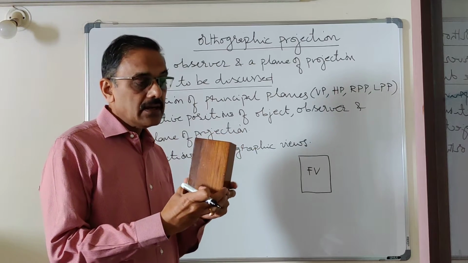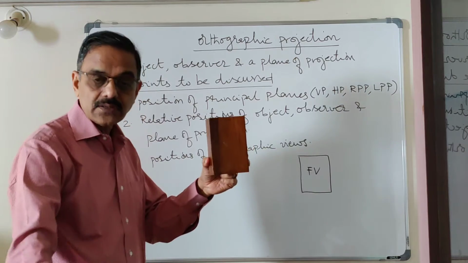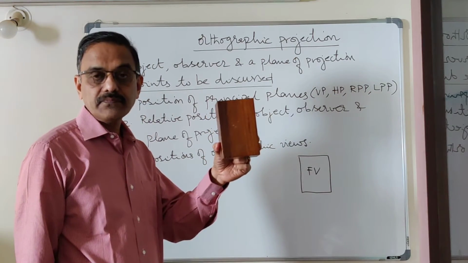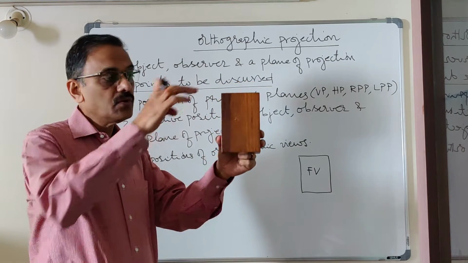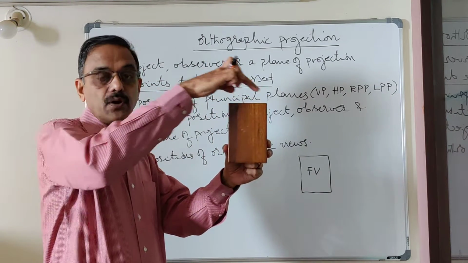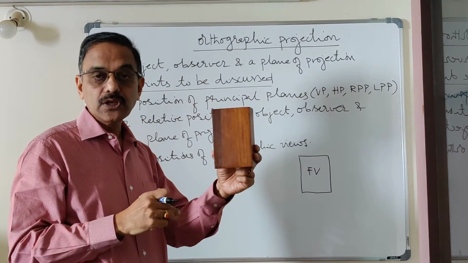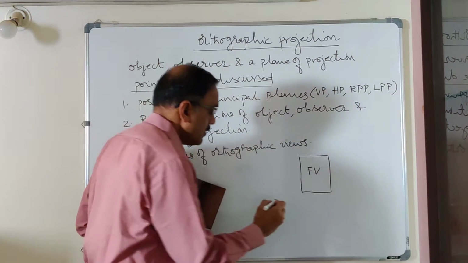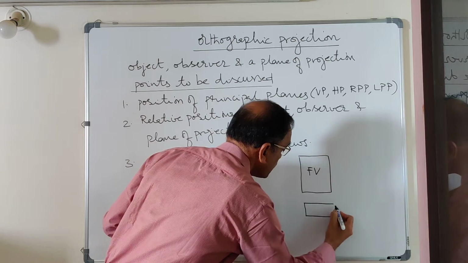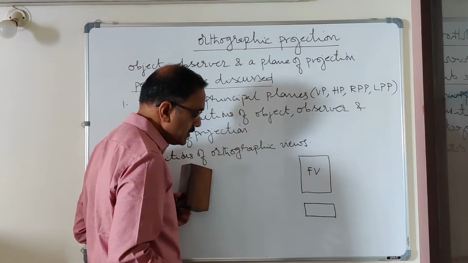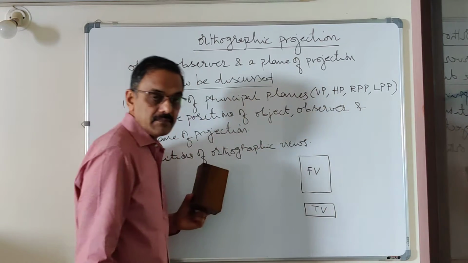Now, let us imagine the observer position is at the top, and let me select the ground as the plane of projection. When you project it onto the horizontal plane, what do you view? You view whatever is there at the top. This is also a rectangle. This is what you are going to view when you view from the top. So, let me draw it here. This is what you are going to view, and in this case, because the observer is at the top, I call it the top view.